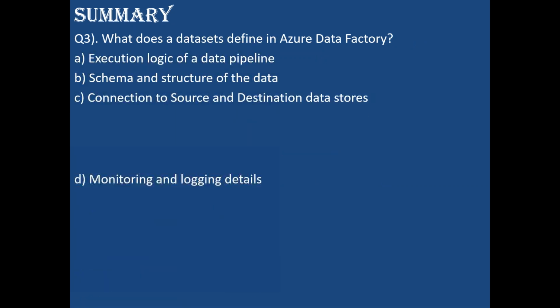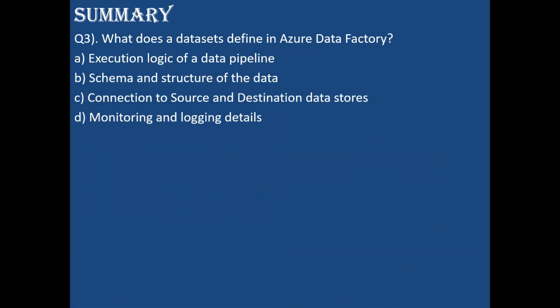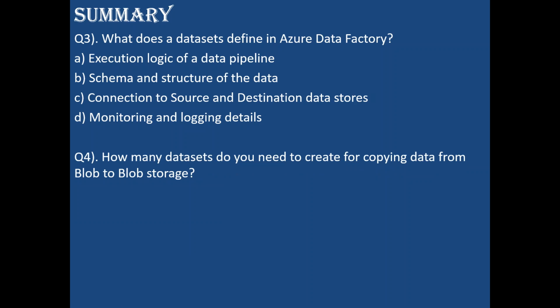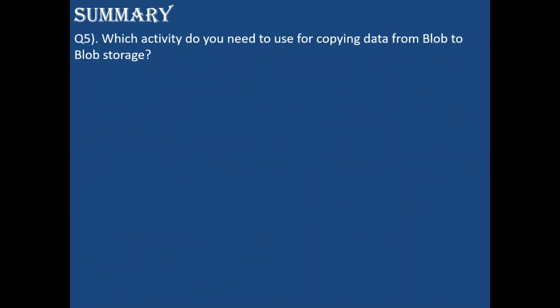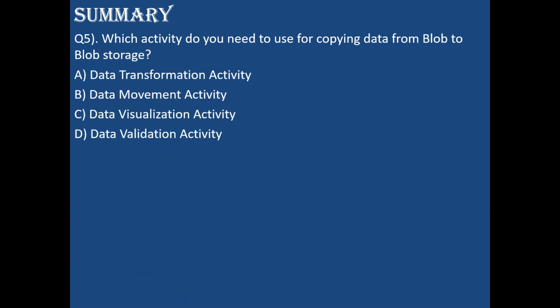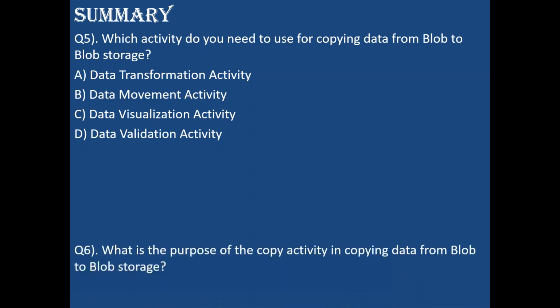What does a dataset define? Schema and structure of the data. Answer B is correct. How many datasets do you need to create for copying data from blob to blob? 2 datasets. Answer B is correct. Which activity do you need to use for copying data from blob to blob storage? The data movement activity. Under the data movement category of activities, we will use the copy activity to copy.